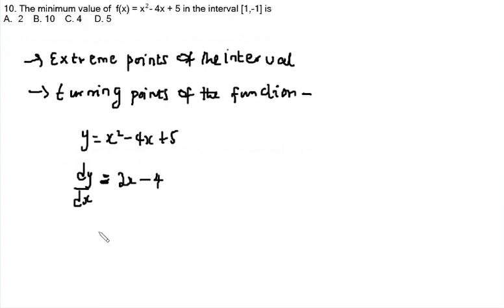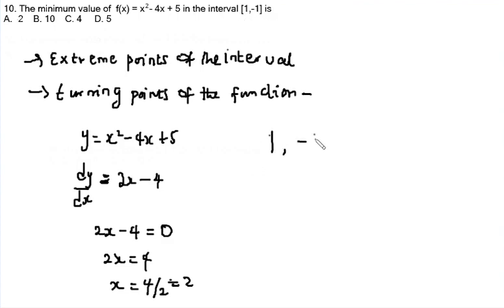So 2x minus 4 is equal to 0. And then this means that 2x is equal to 4 and x is equal to 4 divided by 2. So this is equal to 2. That means the turning point occurs at x is equal to 2. If you check the interval that we're asked to find the minimum value for, 1 to -1 is the interval we are asked to find the minimum value for.